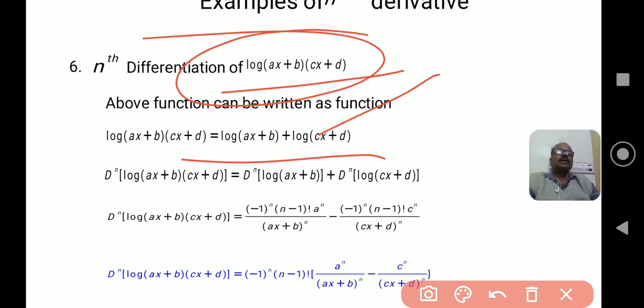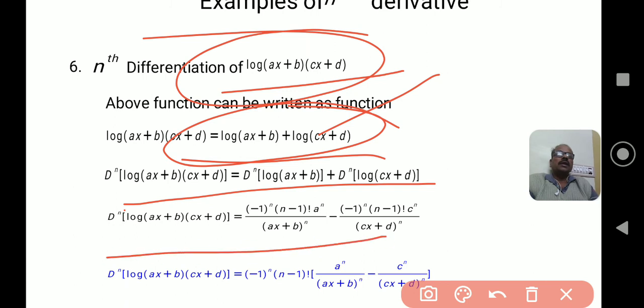Okay, directly this is a very standard result. We know the nth differentiation of log of ax plus b, and you apply the result directly here: minus 1 to the power of n minus 1, actually it is n minus 1, you should remember. Again n minus 1 factorial, a to the power of n over ax plus b to the power of n.